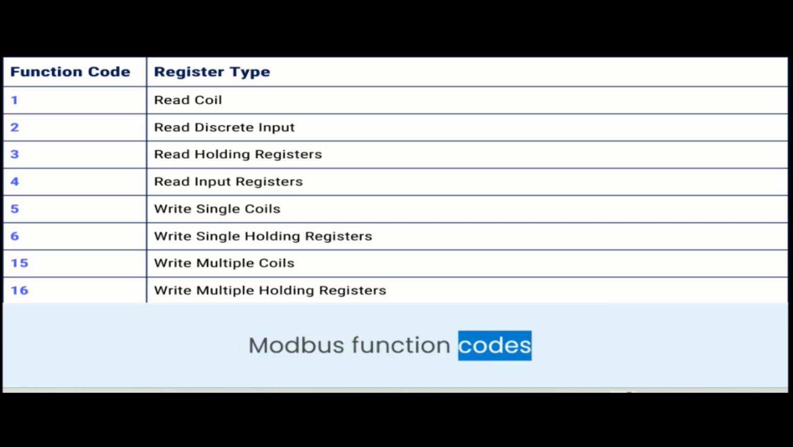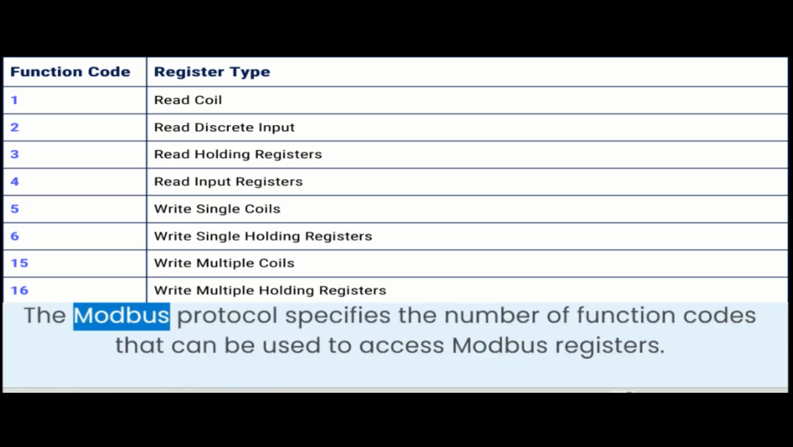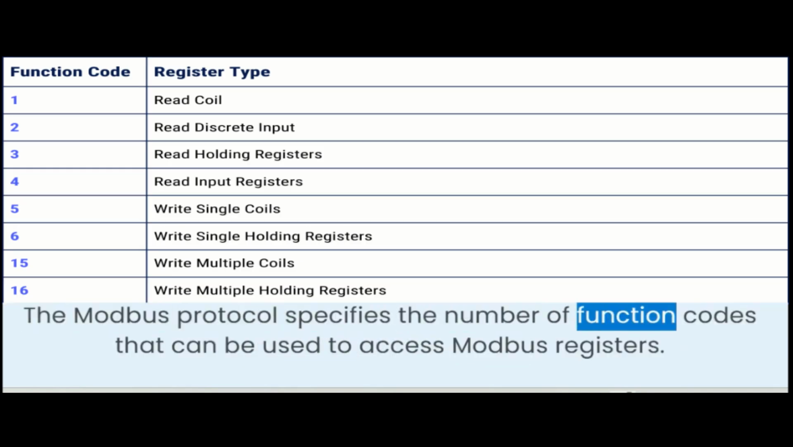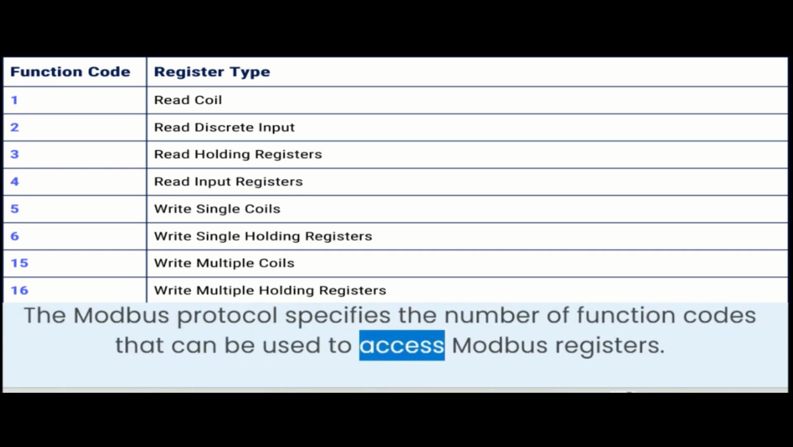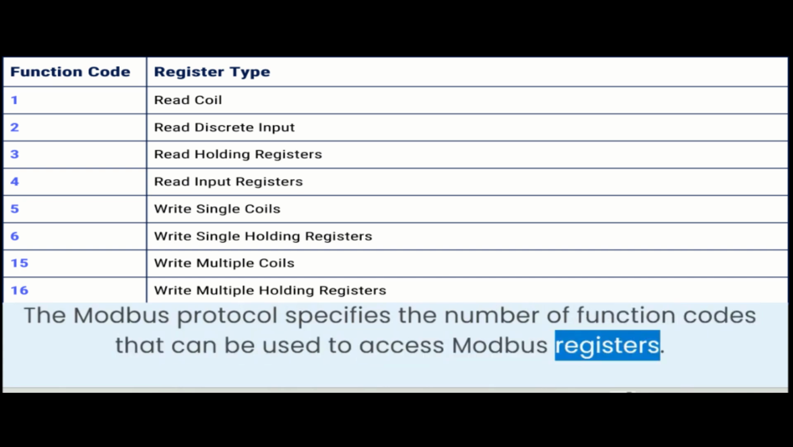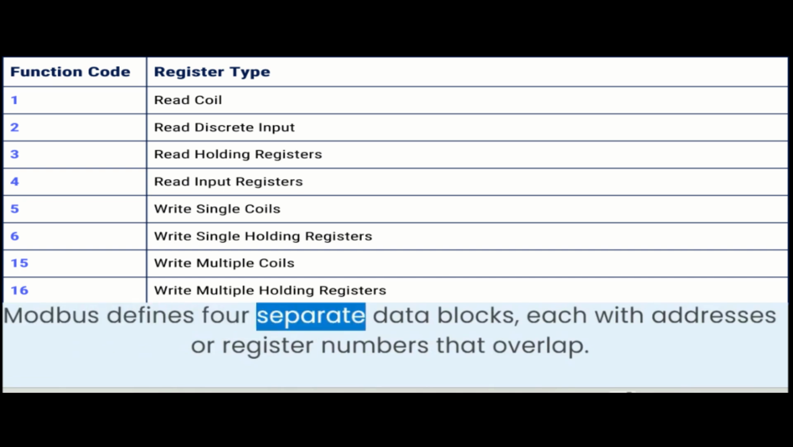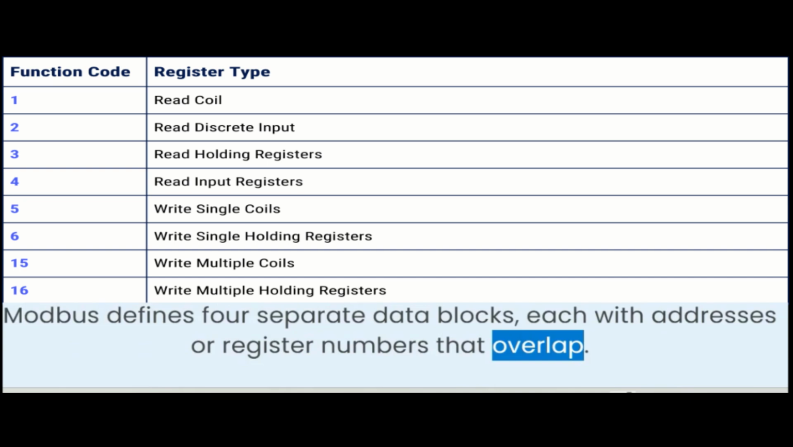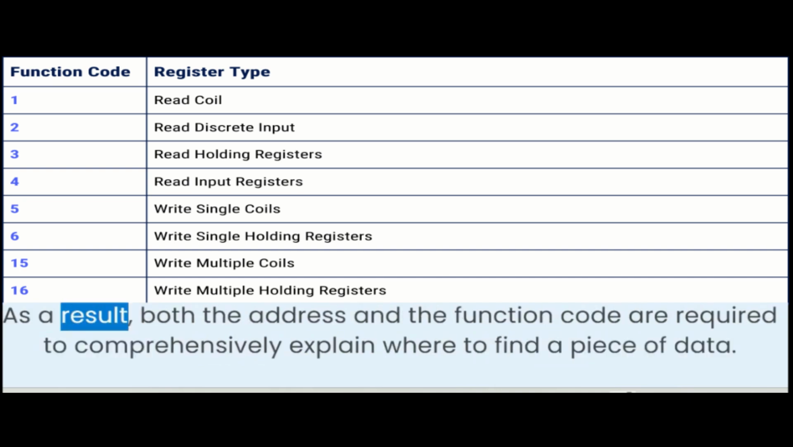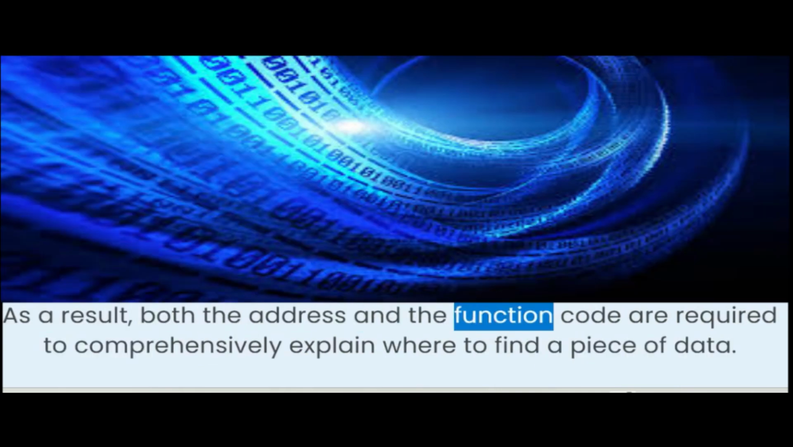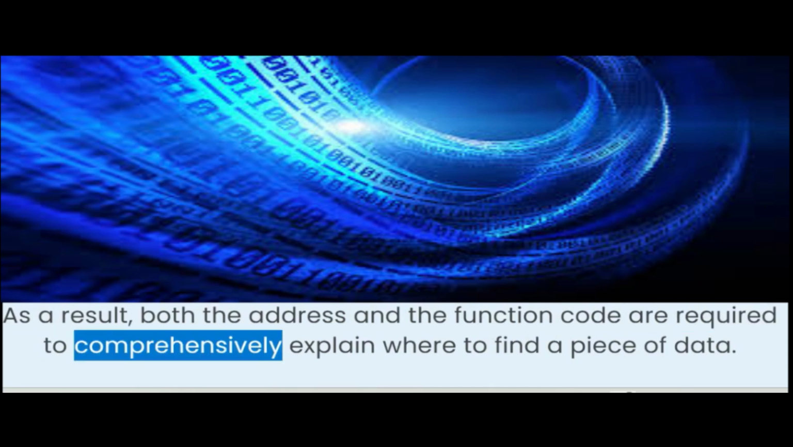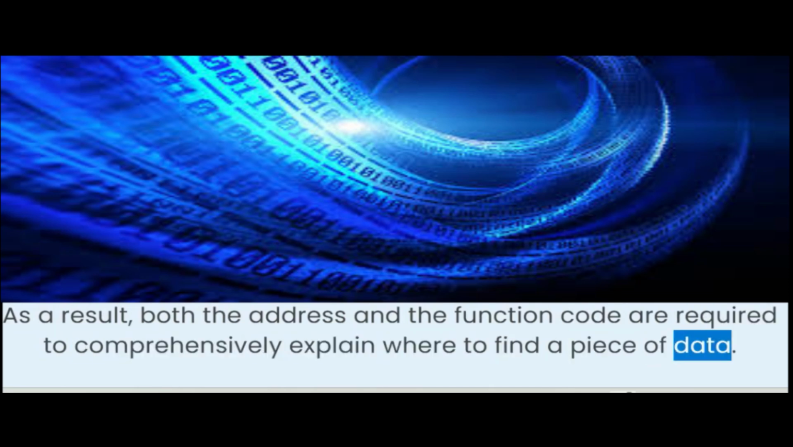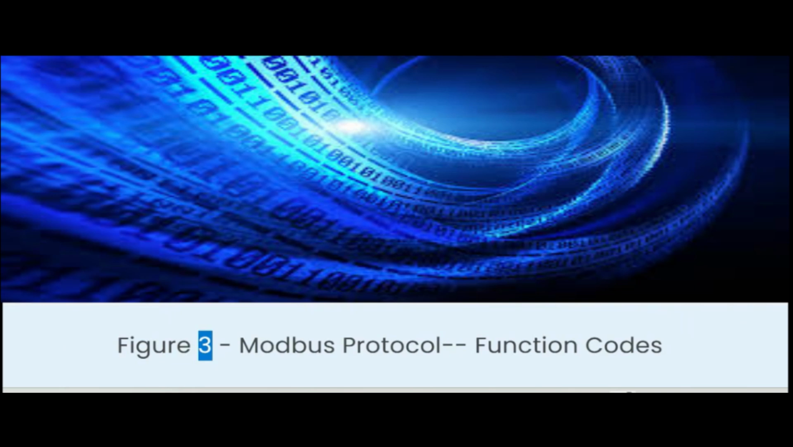Modbus function codes. The Modbus protocol specifies the number of function codes that can be used to access Modbus registers. Modbus defines 4 separate data blocks, each with addresses or register numbers that overlap. As a result, both the address and the function code are required to comprehensively explain where to find a piece of data. Figure 3, Modbus protocol function codes.